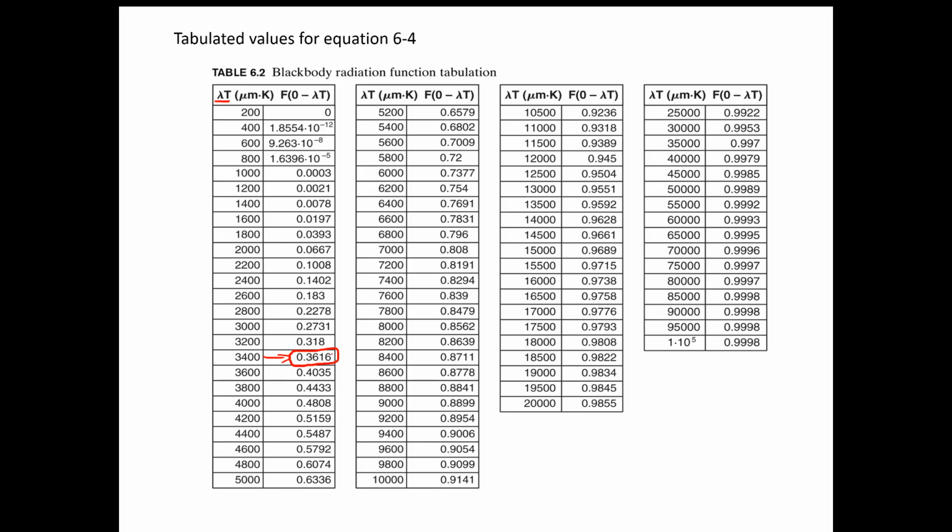Just to make sure this is clear, let's do an example. The example problem reads: for a black body at 5,800 Kelvin, what is the percentage of energy contained in the visible part of the spectrum? The visible part of the spectrum is between 0.4 and 0.7 micrometers. Then contrast this with the percentage of energy contained in the visible spectrum for a black body at 300 Kelvin.